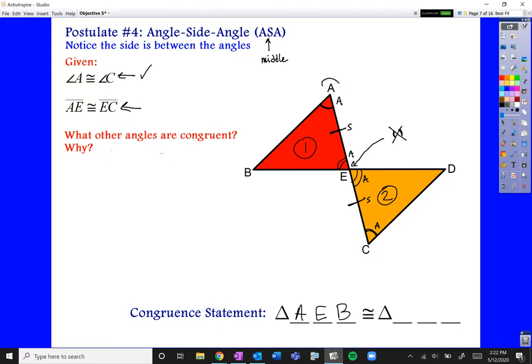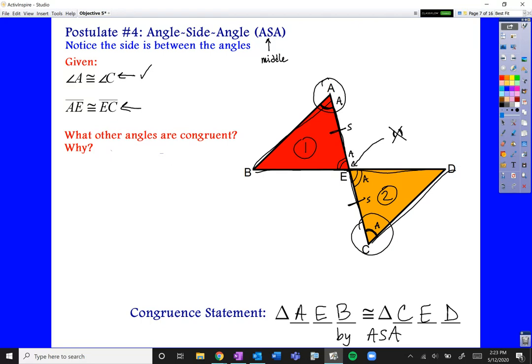So if we start here at A, it has the single arc mark, which means we need to start here at C, which has the single arc mark. We go down the single tick mark line across and back. So we need to go down the single tick mark line across and back, which means we need to name this triangle CED. And they are congruent by angle, side, angle.